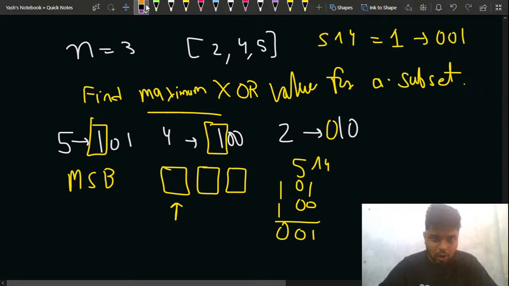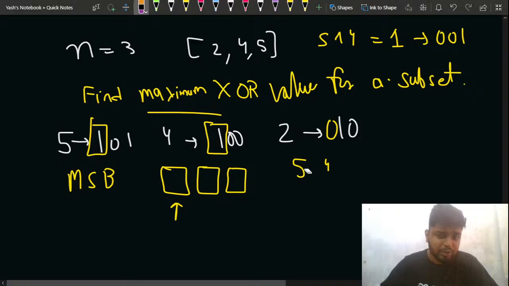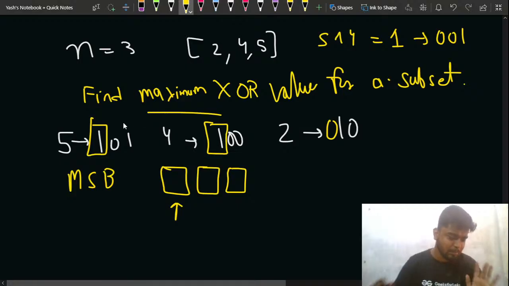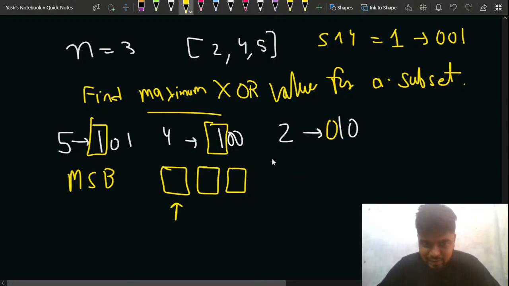Alternatively, what I should do is try to have an odd number of ones in that position, or only one set bit. So what I can do is select 5 again and XOR 5 with 2. If I do a 5 XOR 2, then what will I get? Let us have a look.